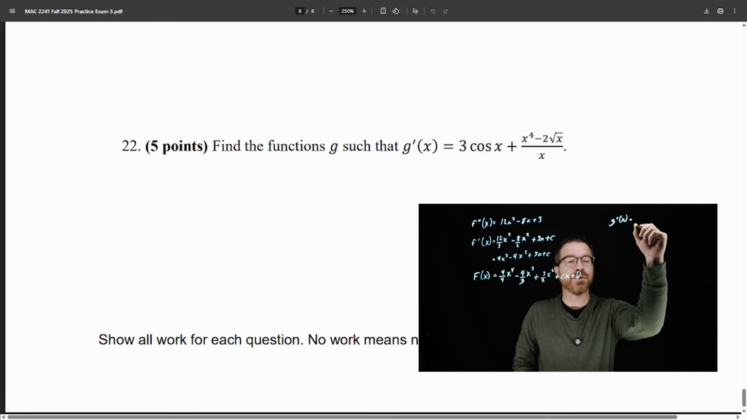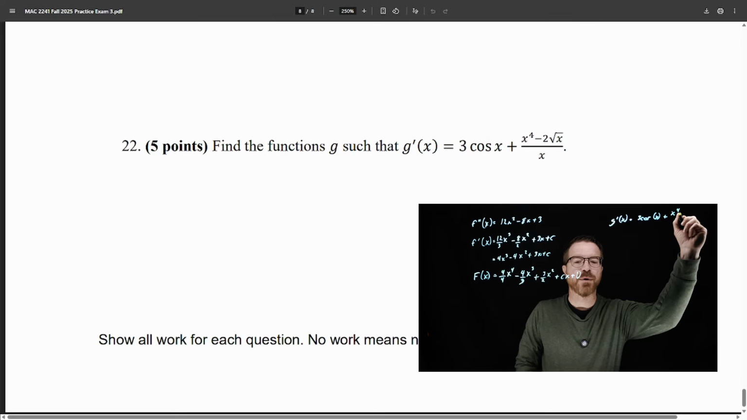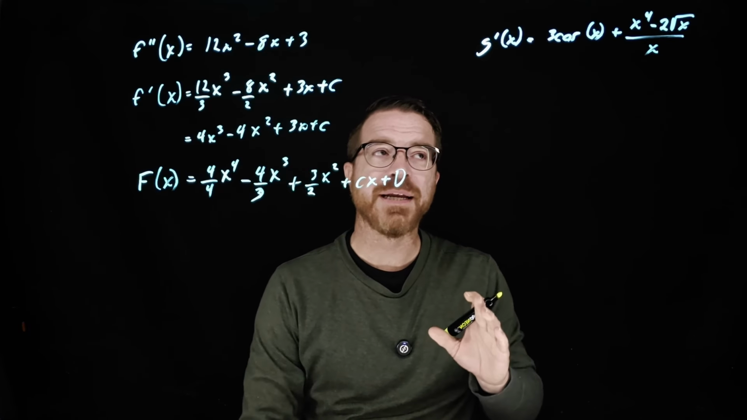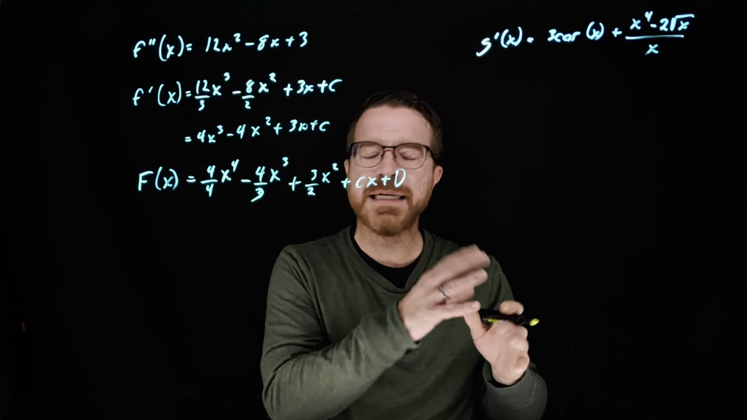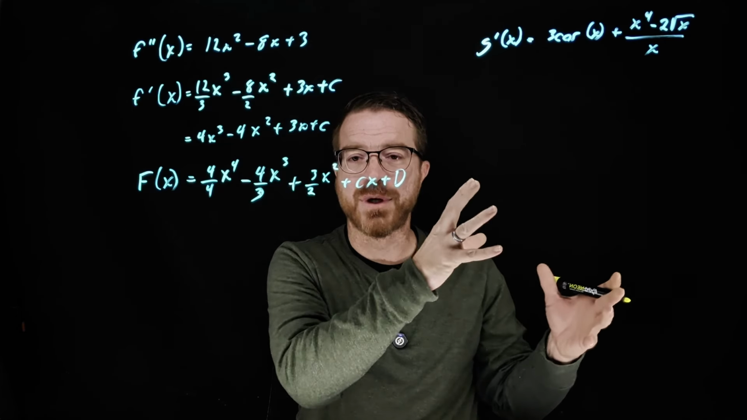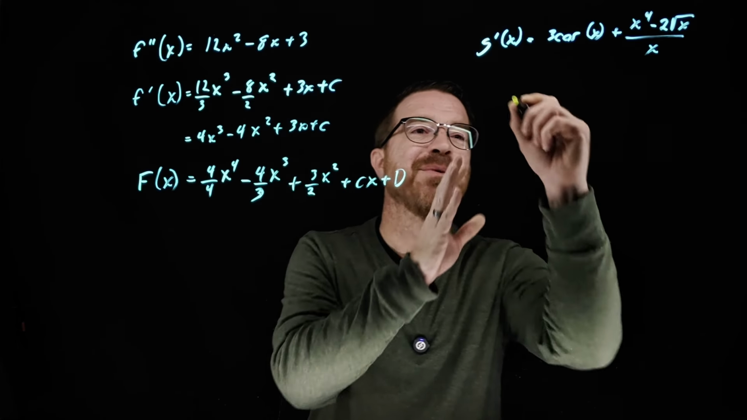x is equal to 3 cosine of x plus x to the fourth minus 2 square root of x, divided by x. Now I know this one looks a little bit complicated, but it's really kind of misleading, and I only did this to kind of really sort of test what you're doing. Okay, so let's actually rewrite this then.